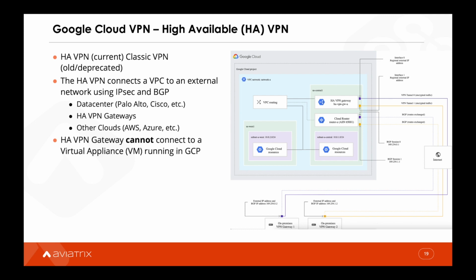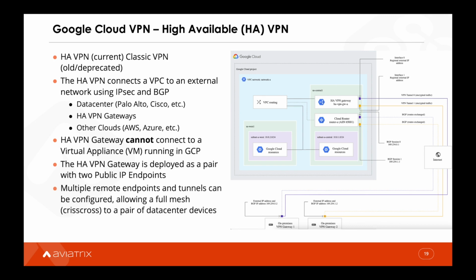An important limitation you should be aware of is that the HA VPN gateway cannot connect to a virtual machine running inside GCP. When you deploy the HA VPN gateway, by default, it is deployed as a pair. There is a highly available mechanism behind the scenes. On the surface, you get two public IP addresses that you use to build your IPsec tunnels to. And you can build multiple IPsec tunnels to the public IP addresses. So you can create a full mesh or a crisscross type connectivity so that if one link goes down, you have other links available to provide you high availability.